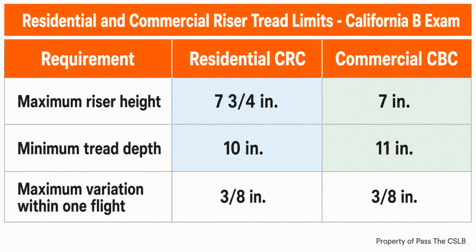Both permanent systems use the same maximum variation within a flight: 3/8 of an inch between the largest and smallest riser, and 3/8 of an inch between the deepest and shallowest tread. A common mistake is carrying the commercial 7 by 11 pair into a residential layout, or carrying the residential pair into a commercial egress stair. The numbers are close enough to feel familiar, which is exactly why the governing code has to be identified before layout begins.